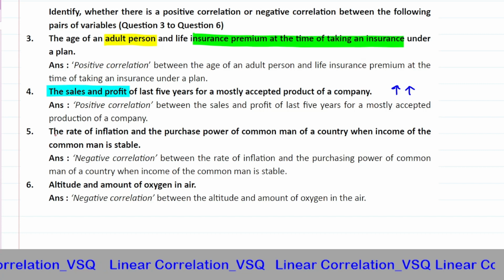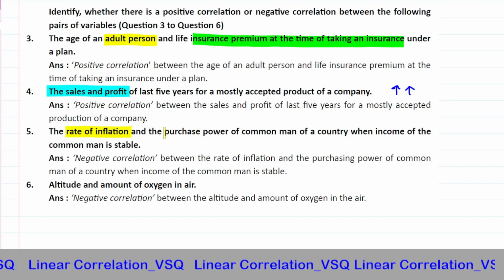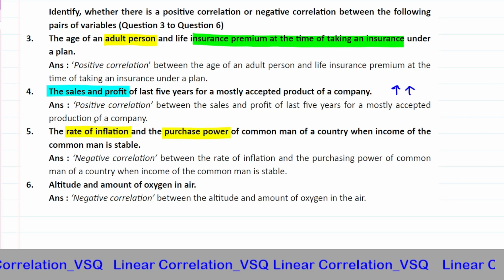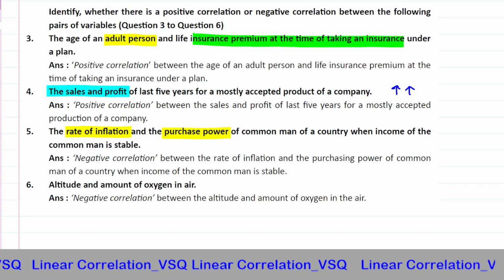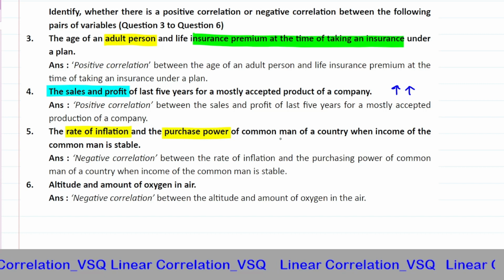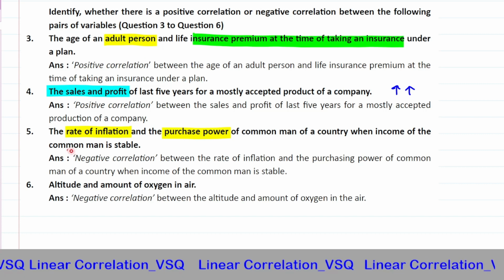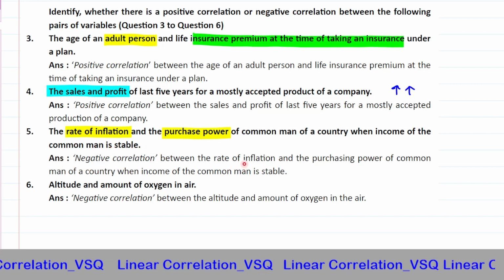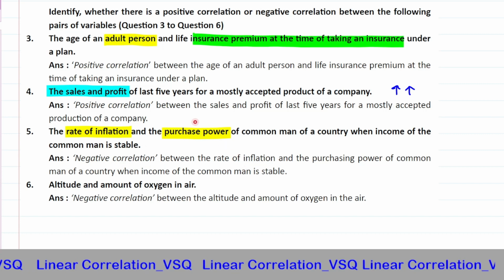Question number 5: the rate of inflation and purchasing power. Let us assume the rate of inflation, which in Gujarati we call mehngai, and purchasing power. If the rate of inflation increases, then purchasing power decreases. That means there is an opposite change in both the variables. Change in both variables is in the opposite direction. So we can say that there is negative correlation between the rate of inflation and purchasing power.